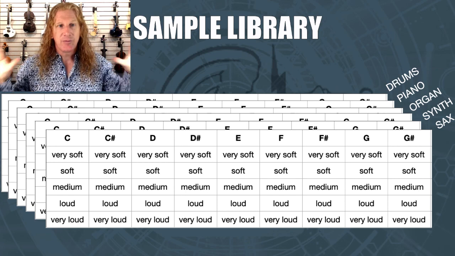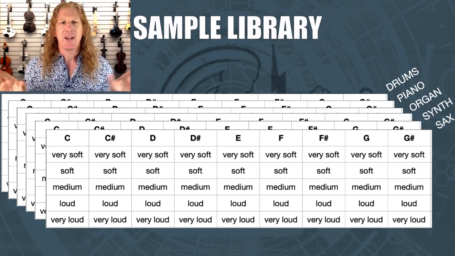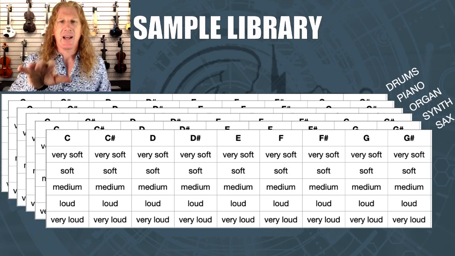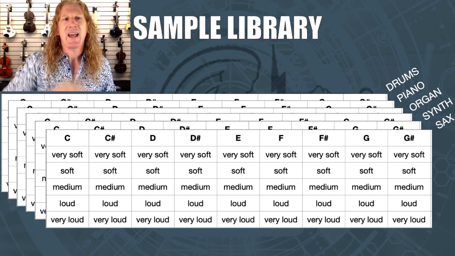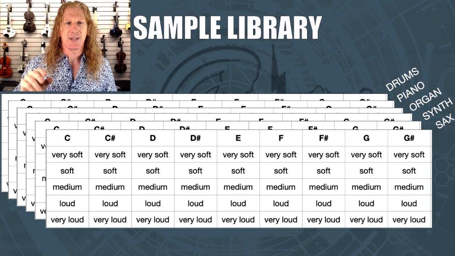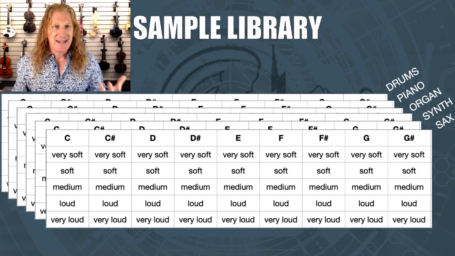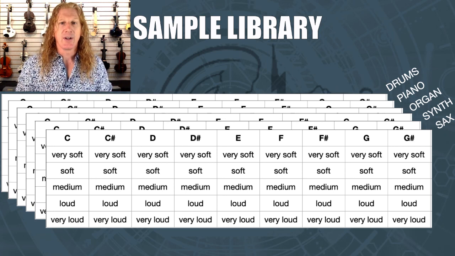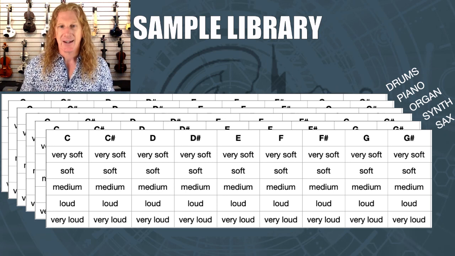All right, I know half of your brains just stopped. It's okay, just hang with me. You can see we've got like 5 spreadsheet tabs open here. If you see over on the right-hand side, one of them is drums, piano, organ, synth, sax. When we create a sample library, we go into the studio and say this last one is sax.